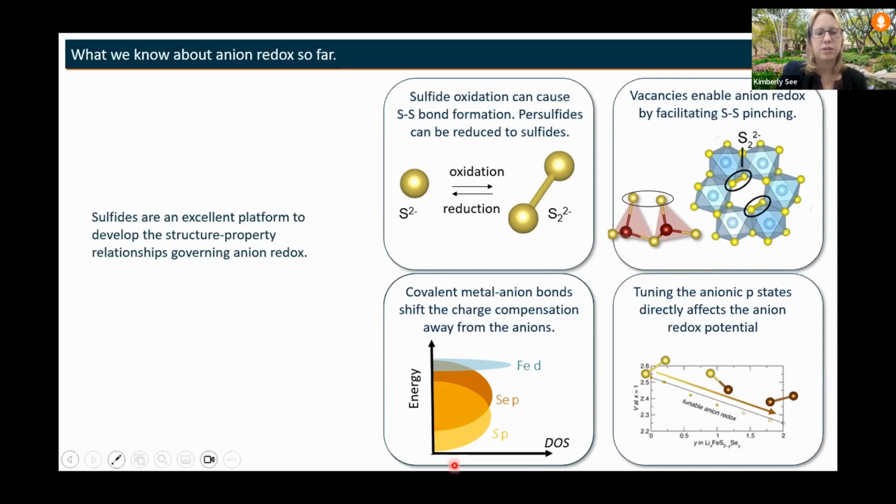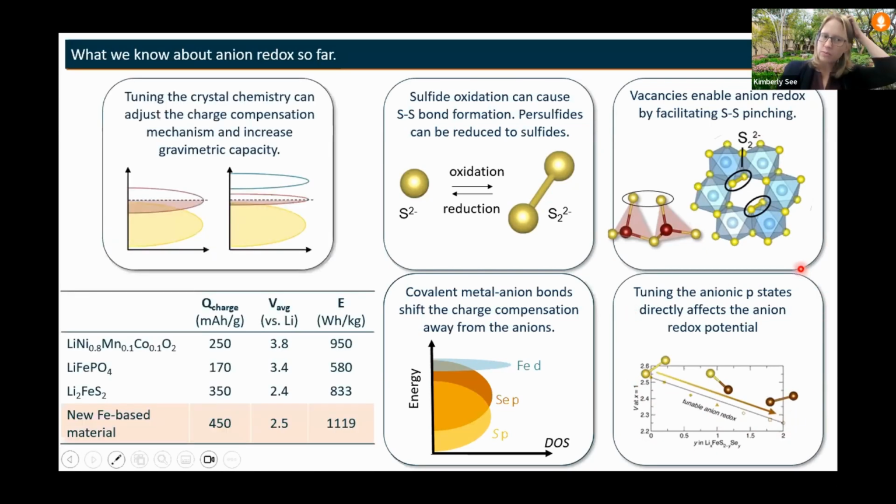And then we were able to show that we can change the covalency of the metal anion bonds, and that allows us to tune the voltage of the anion redox and not necessarily the reversibility, and that's shown again here. With all of these things, we've also been able to show that we can tune the crystal chemistry to change the charge compensation mechanism and actually increase the capacity of the material.